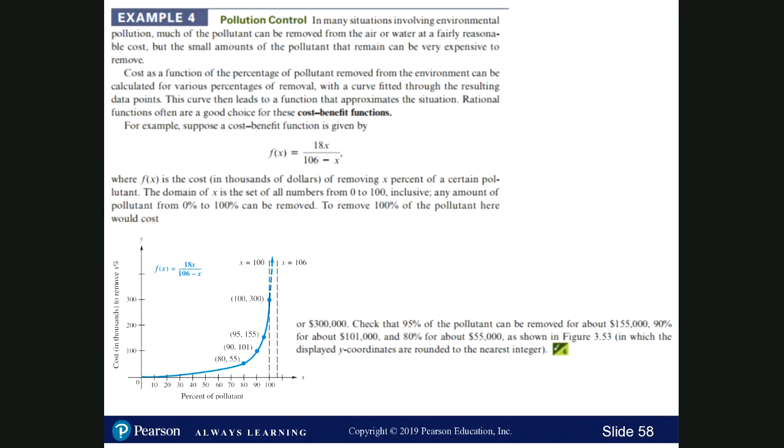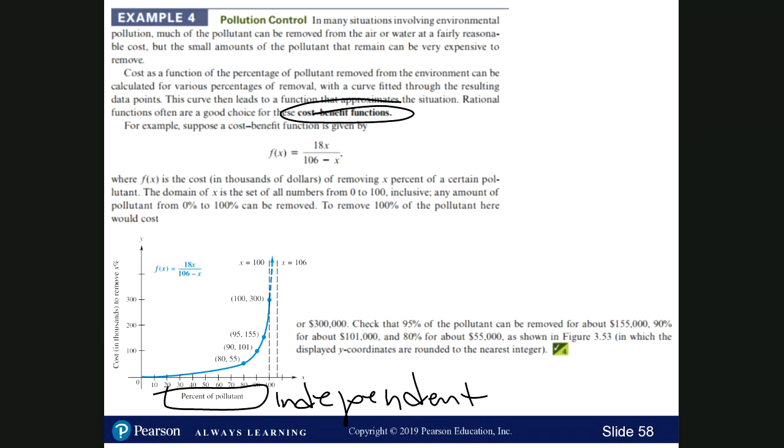Now, the next problem here, I'm going to just leave it there for you to read, but it is about cost-benefit functions. And the situation that we are showcasing here is how much it will cost based on percentage. So the x values, or your independent variable, will be the percent of a certain pollutant. And the dependent variable, or the y values, will be the cost in thousands of dollars to remove a certain pollutant.